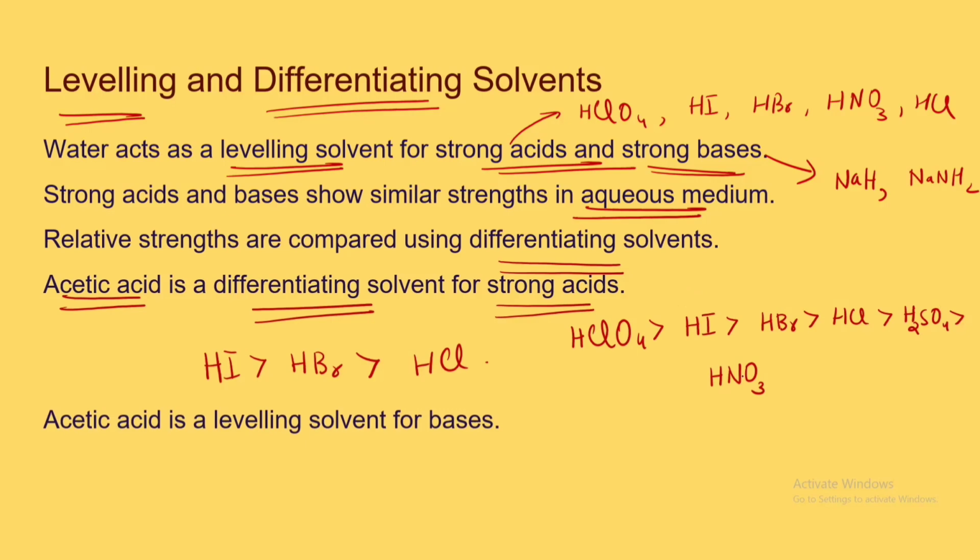So obviously, when you're taking different types of bases like ammonia, primary amine, secondary amine or tertiary amine, you cannot distinguish their basic strength when you're taking acetic acid as a solvent to test the basic strength of these different amines.